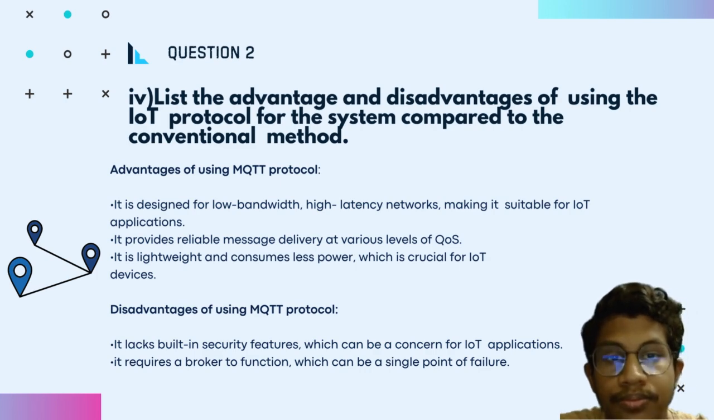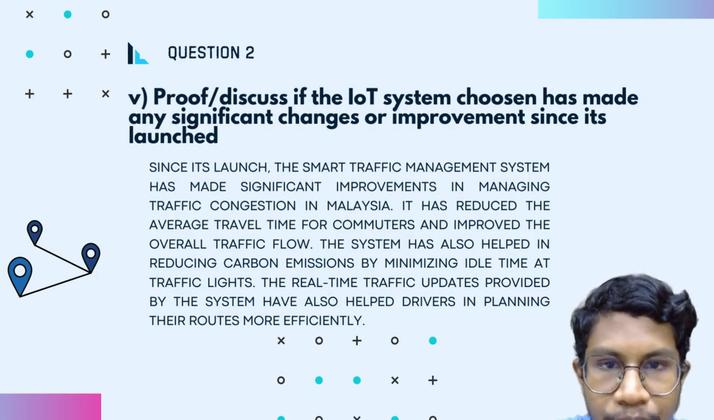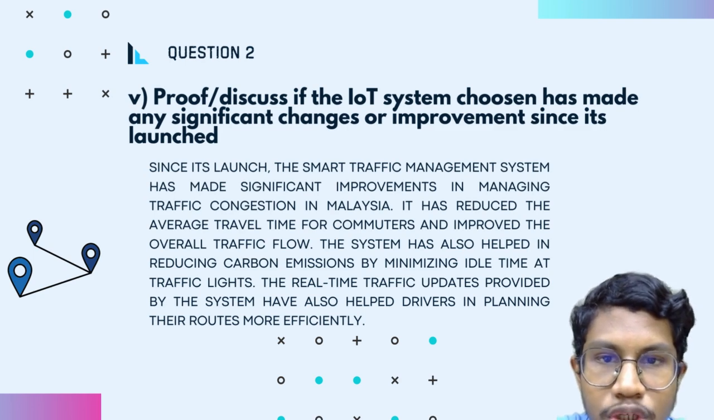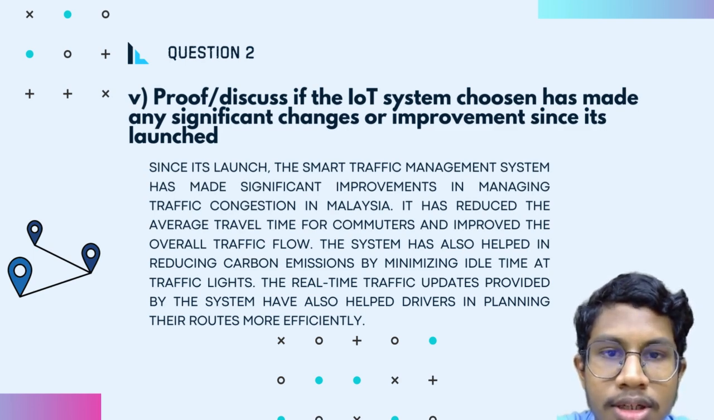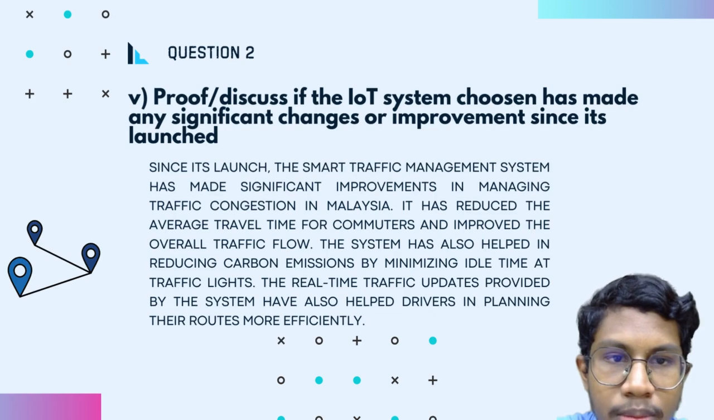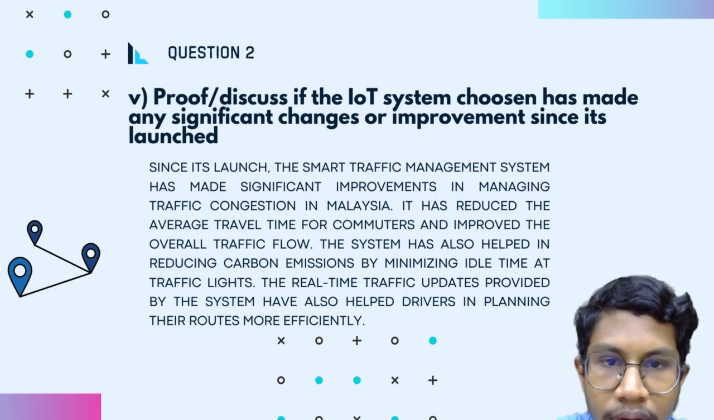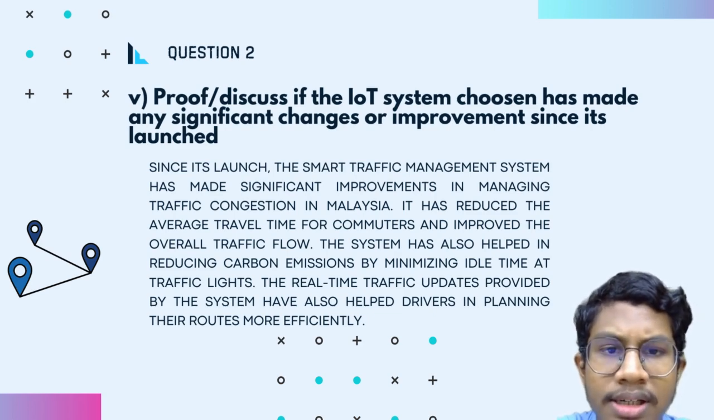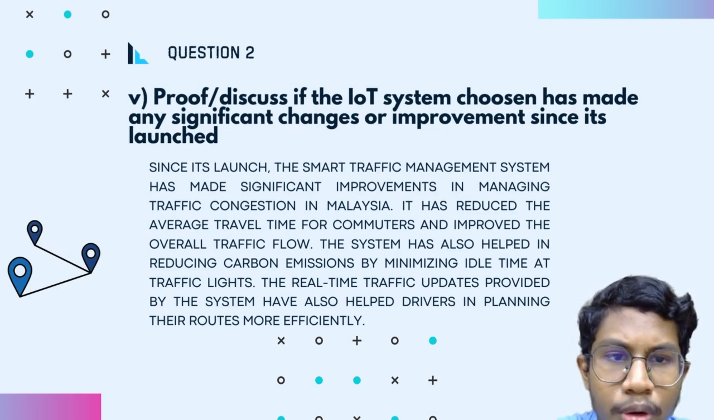Since its launch, the Smart Traffic Management System has made significant improvements in managing traffic congestion in Malaysia. It has reduced the average travel time for commuters and improved the overall traffic flow. The system has also helped in reducing carbon emission by minimizing idle time at traffic lights. The real-time traffic updates provided by the system have also helped drivers in planning their routes more efficiently.